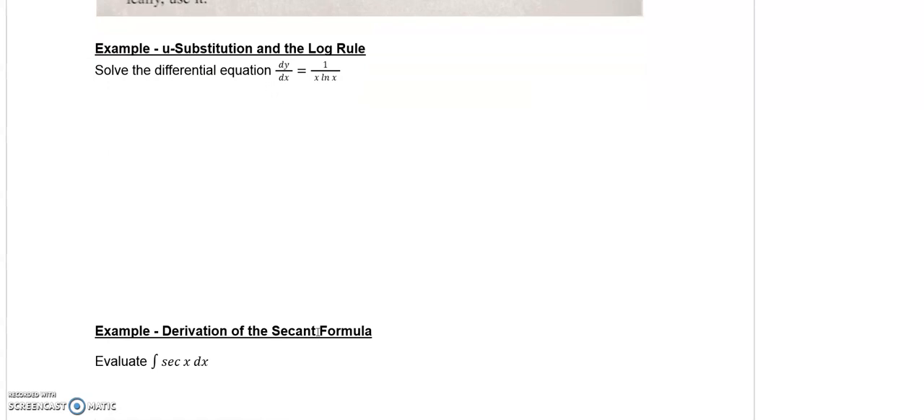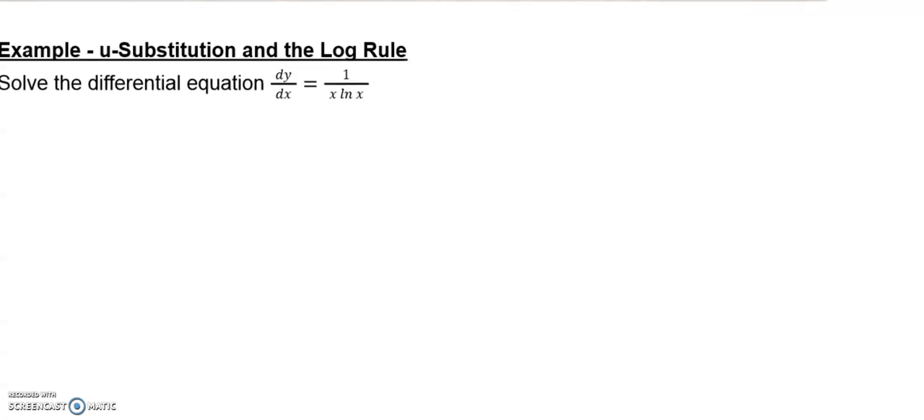Looking here, we have a differential equation, and we want to use substitution and the log rule. So see what you can do with this. And remember, when we solve differential equations, that just means that we are integrating. Okay, so you are integrating dy over dx, and that's where you would end up getting y, and you're integrating the 1 over x, the natural log of x. So see what you can do with this, figure out what your u would be, and then solve.